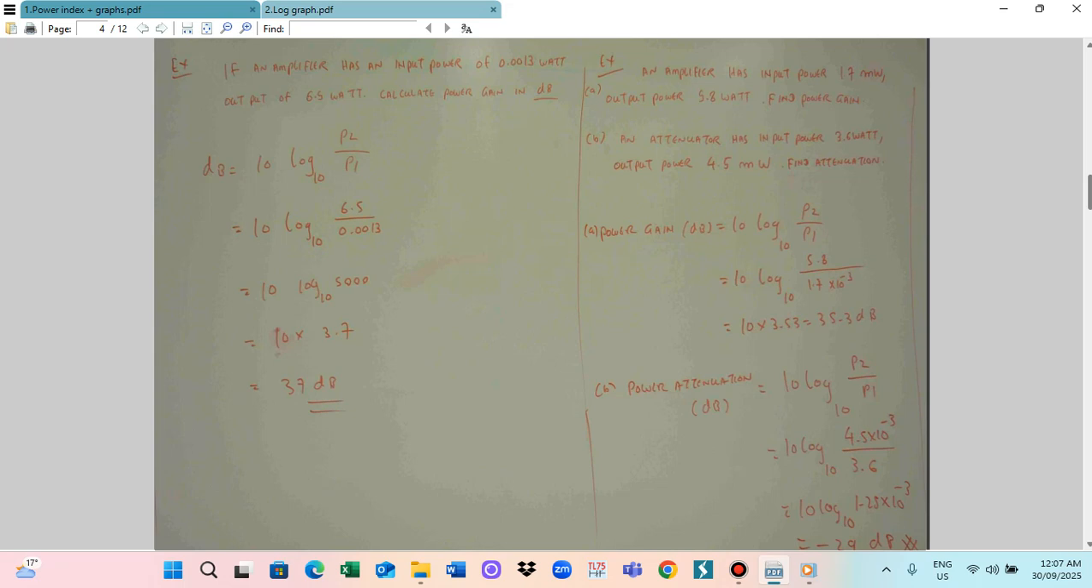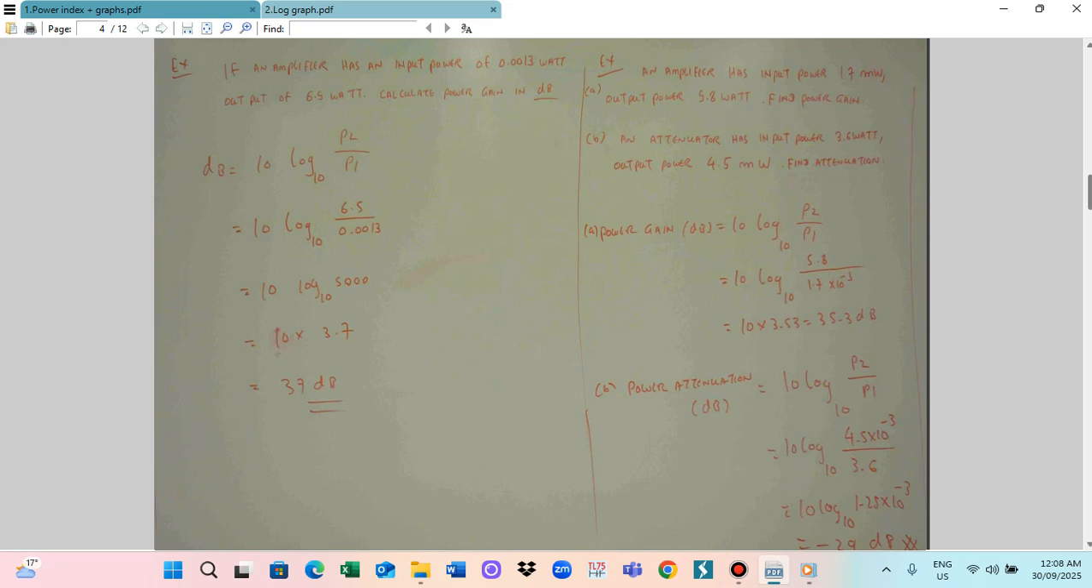The next one: the amplifier has an input power of 1.7 milliwatt and an output power of 5.8 watt. We have to calculate the power gain. And also the attenuator has an input power of 3.6 watt and an output of 4.5 milliwatt. Find the attenuation. Gain means, in the first one, the input is small and the output is big. The second one has a bigger input and a smaller output, which means attenuation. Attenuation means reducing the power. Enlarging is the amplification, reducing is the attenuation.